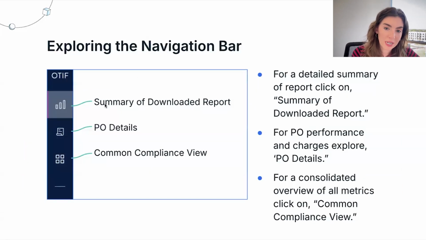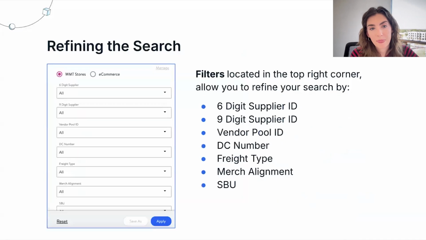You have a summary of the downloaded report, you have PO details, and then the common compliance view, which is essentially just consolidated metrics. It's another overview, another way to look at the data. So again, won't spend a ton of time here, but a very helpful resource, especially when going into root cause and digging into disputing your OTIF charges.